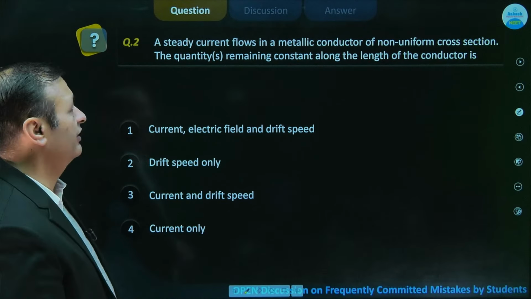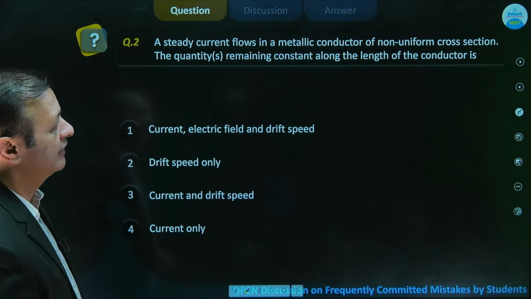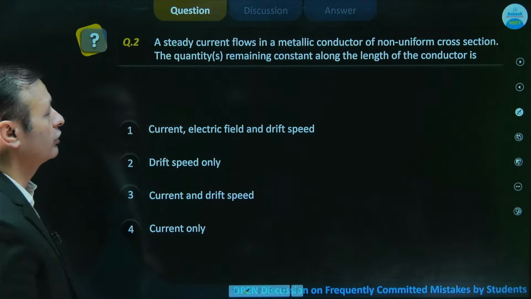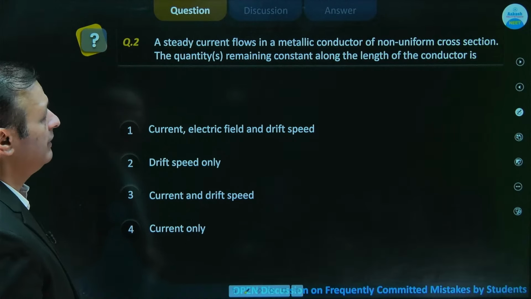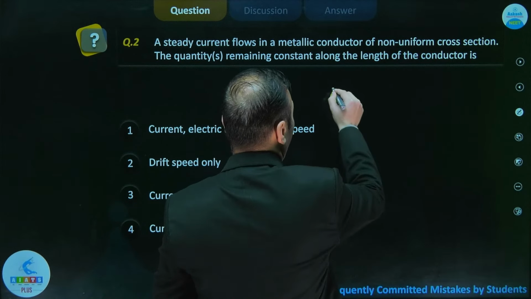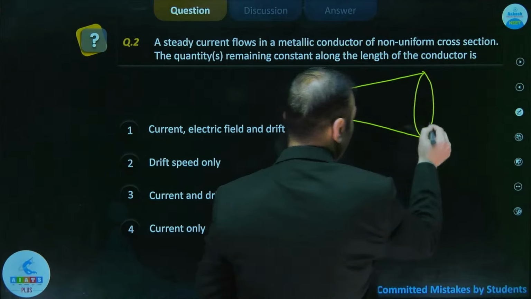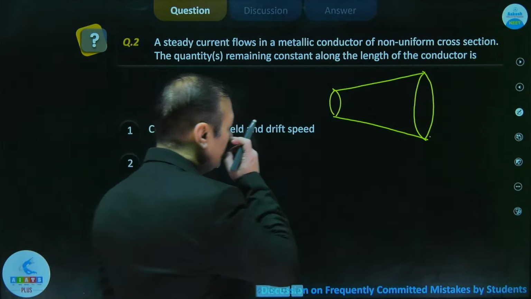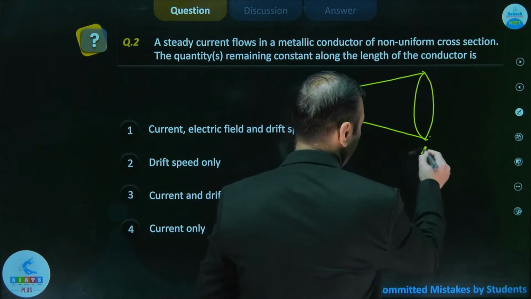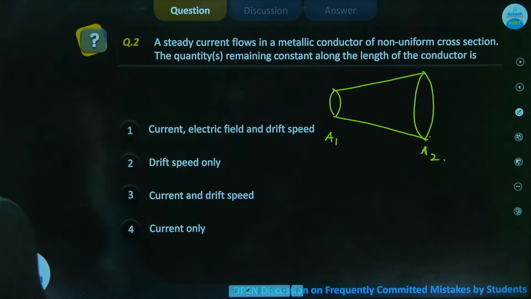This is again an electric current based question. It says a steady current flows in a metallic conductor of non-uniform cross section. Which quantity or quantities remain constant along the length of the conductor? So we have a conductor of non-uniform cross section. Since it is non-uniform, the area of cross section at this point may be A1, and at the other point it is A2. You got it or not?